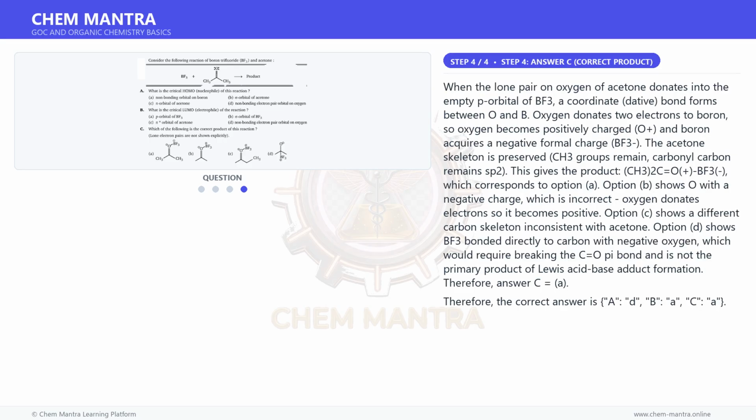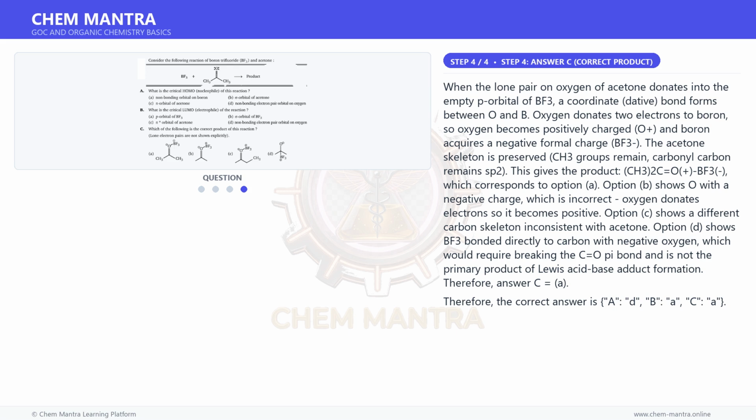And for the final step. When the lone pair on oxygen of acetone donates into the empty p orbital of BF3, a coordinate, dative, bond forms between O and B. Oxygen donates 2 electrons to boron, so oxygen becomes positively charged, O+, and boron acquires a negative formal charge, BF3-. The acetone skeleton is preserved, CH3 groups remain, carbonyl carbon remains sp2. This gives the product CH3-C=O+-BF3-, which corresponds to option A.